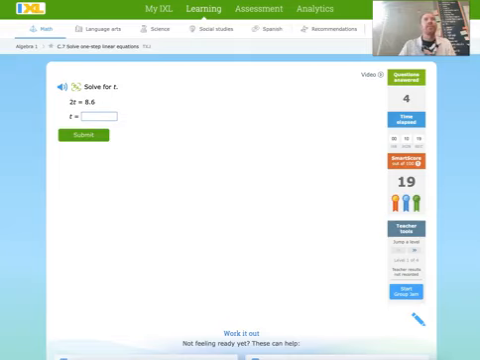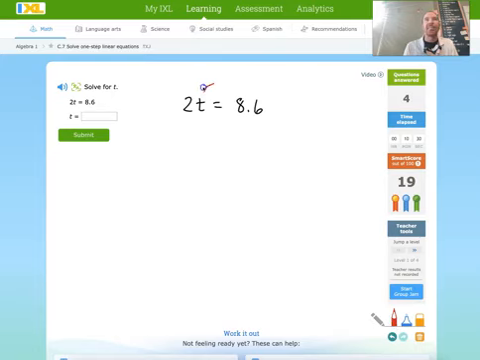All right, here, good. This is a different one. 2t, let's see here, 2t equals 8.6. So make sure you recognize this is 2 times t. That's really what this is about here. This is 2 multiplied by t. Whoops, 2 times t, not 2 times 2. 2 times t.